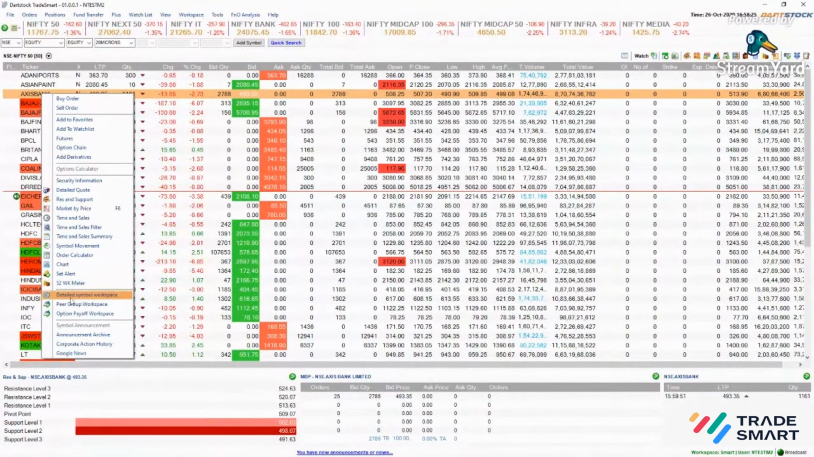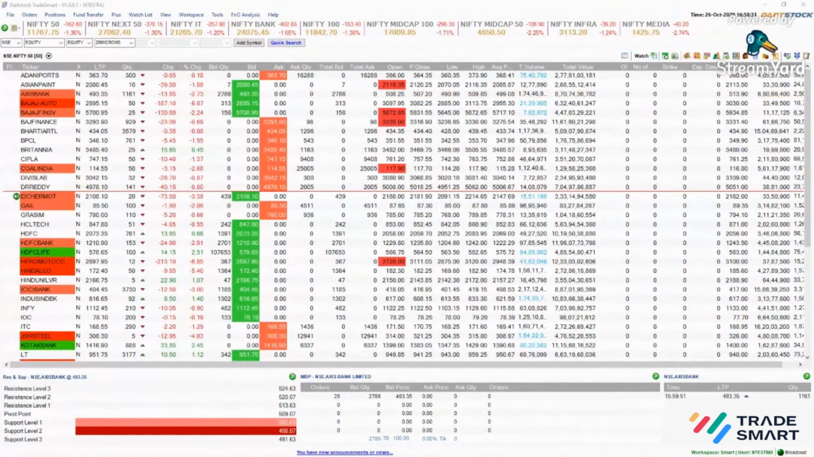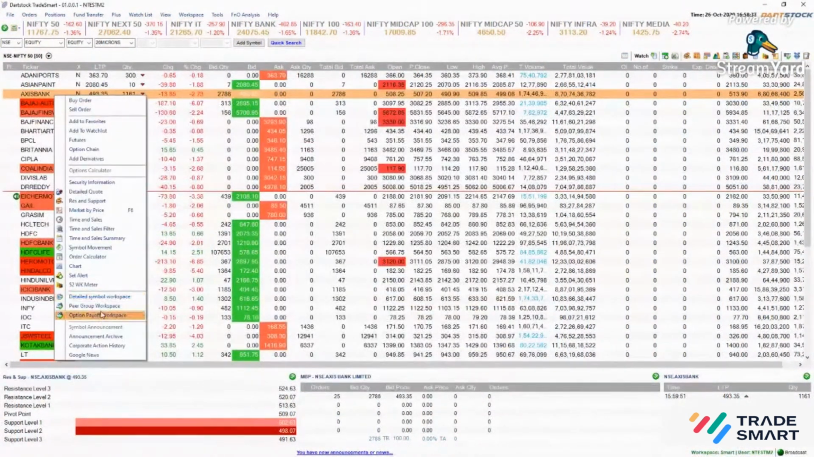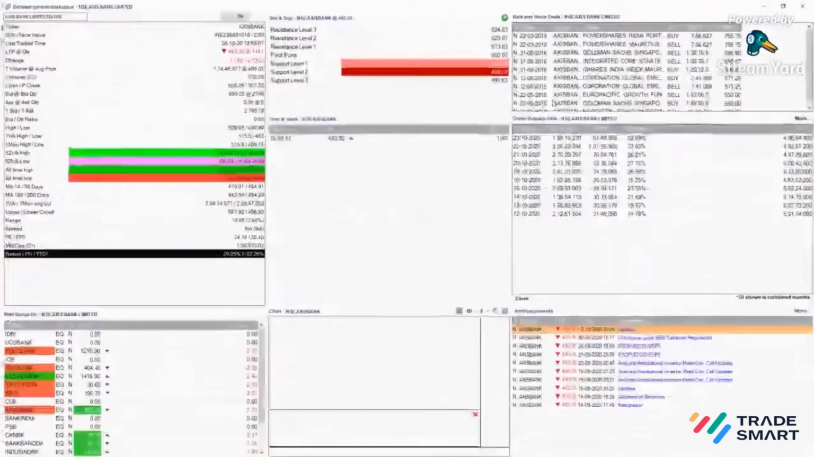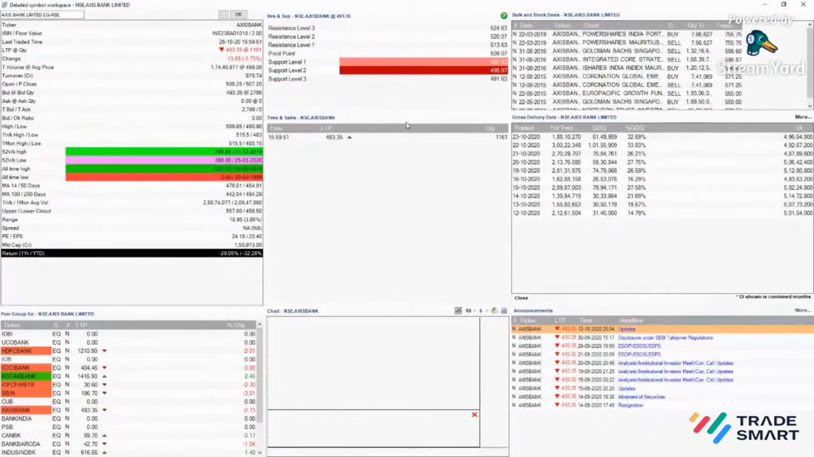But look at this, there's something called detailed workspace. This is something I really like, because with one click I get a lot more information. I take this detailed workspace, and if you look at it here, look at the kind of information and the way in which it gets presented. When I keep this open, you get all the information about Axis Bank, and underneath you see the companies which are related to Axis Bank.